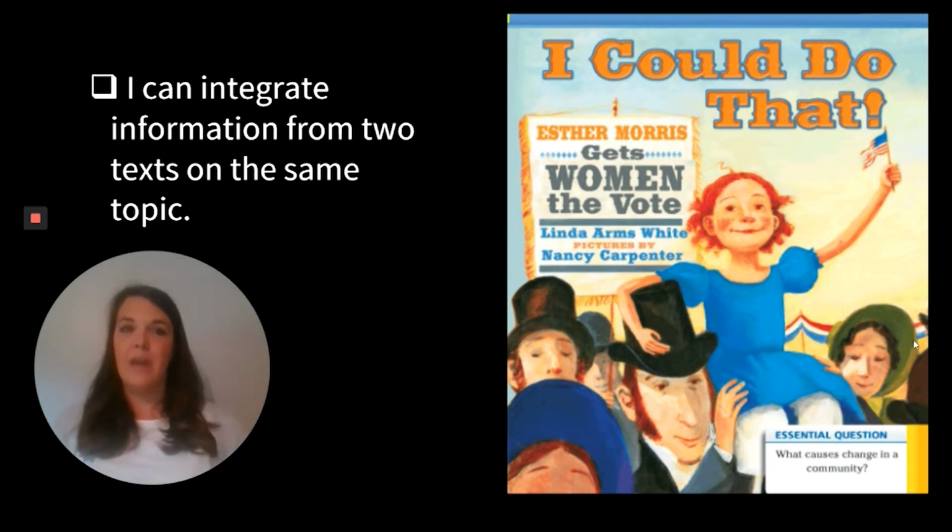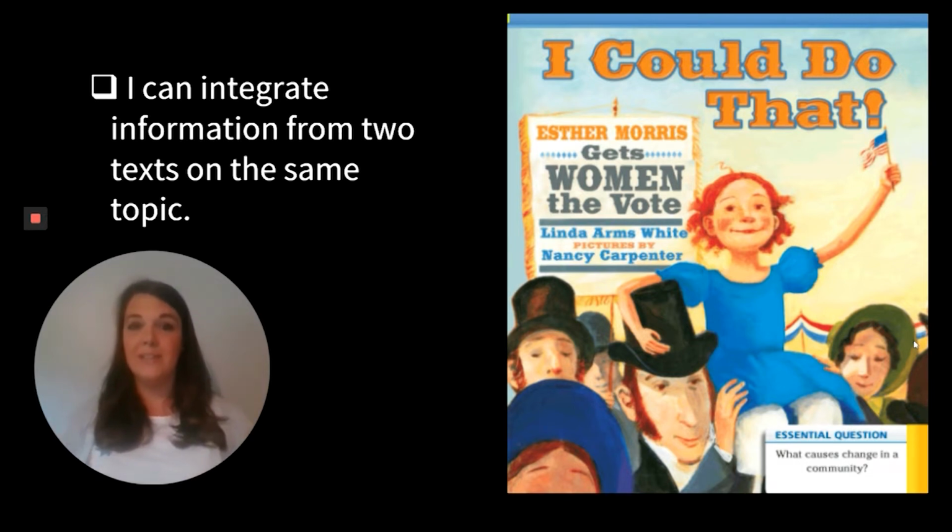Today we will be learning how to integrate information from two texts on the same topic. The topic is civil rights and includes two texts, one a biography and one an informational text. The biography is about a woman determined to gain voting rights for women, and the informational text is about the U.S. Constitution. For today's lesson, you will need a piece of paper and something to write with. I'll give you a moment to gather your materials.